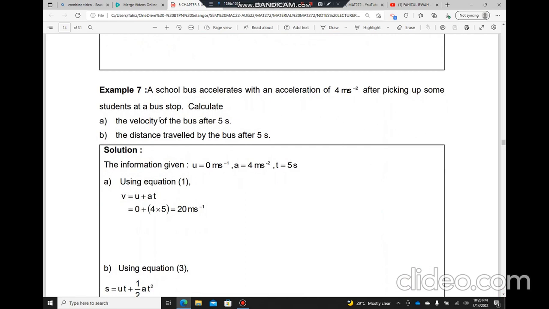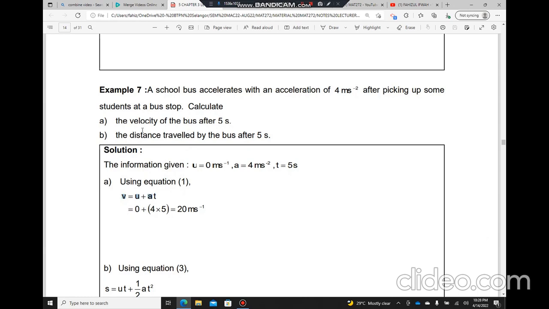Given we need to find velocity, V. Acceleration A equals 4. After picking up, U is the initial velocity, so we start with U equals 0, and T equals 5. Substitute into the equation that is suitable, because we want to find V. So you can use V equals U plus AT.